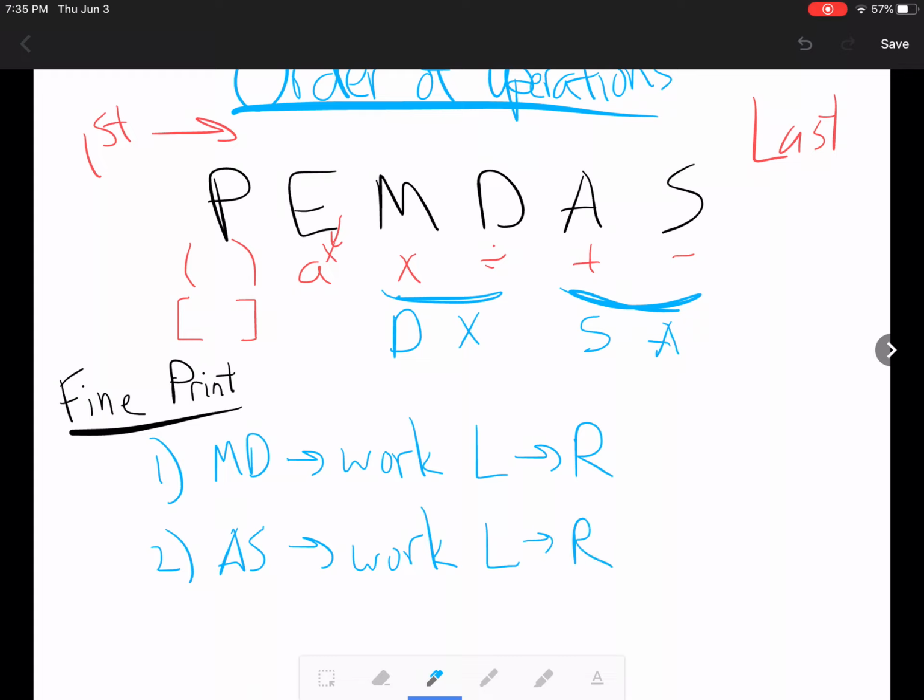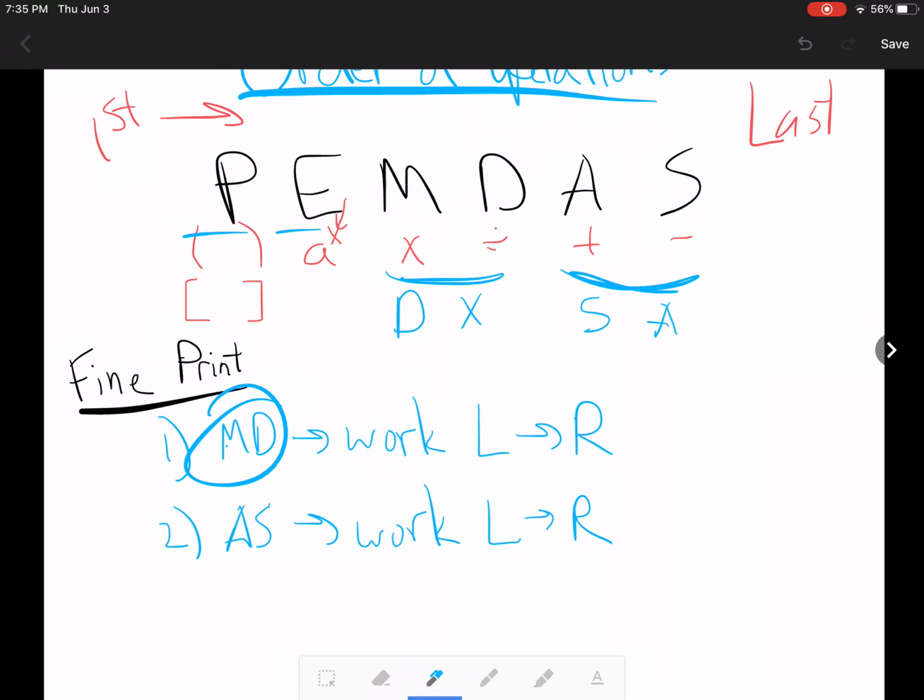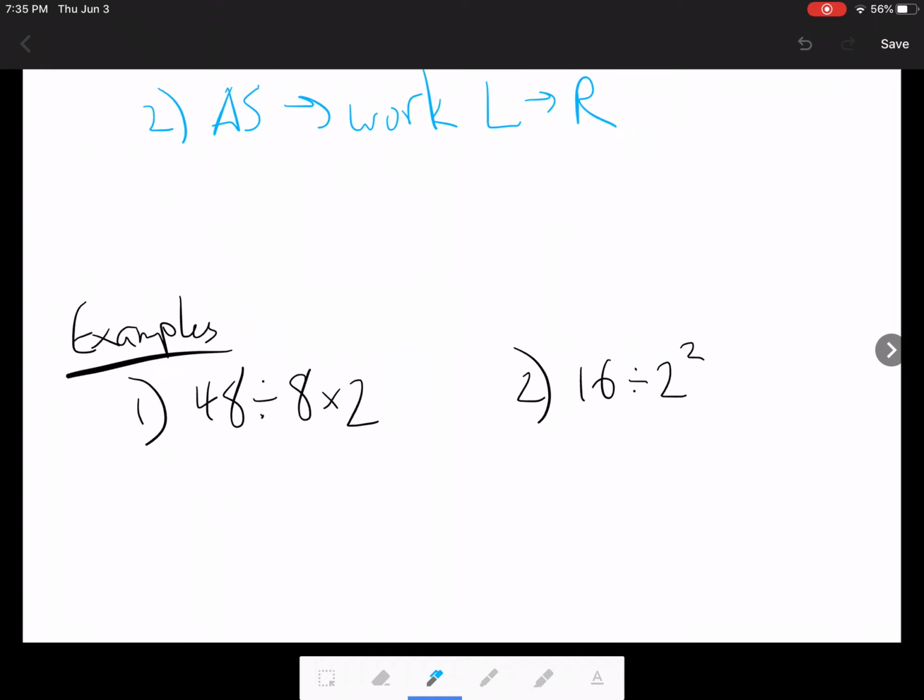Now notice though, I have MD 1, AS 2. You have to do all the multiplication and division before you can do the addition and subtraction. And likewise, you have to do the parentheses, exponents before you can do any of the multiplication or division. Now I think order of operations is best learned by doing it. So let's do some examples and see what we can take from it.